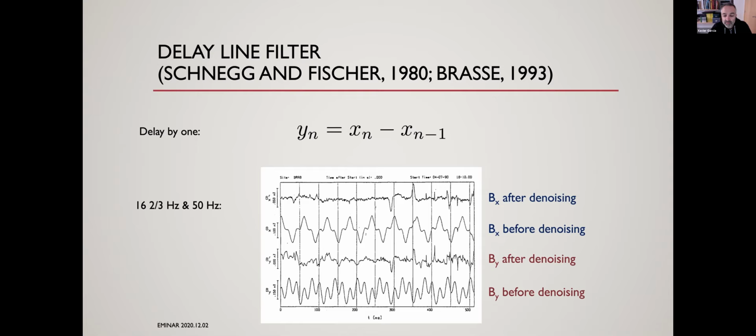Later, Heinrich Schrasse in 1993, in his PhD thesis, used a similar technique, but in this case it was at 16 two-thirds hertz and 50 hertz to remove power line harmonics, and I think also train noise. And we can see in this image the before and after this filtering.